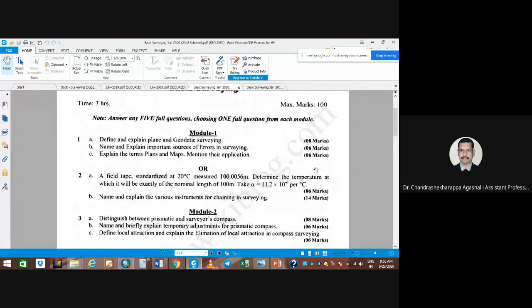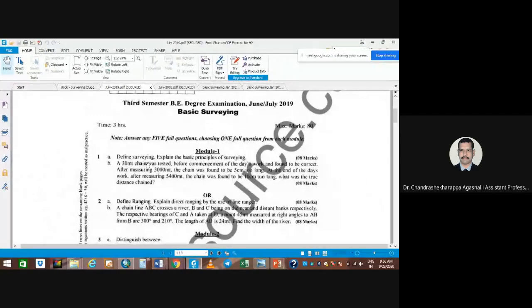Here is the same problem; it may be 6 marks or it may be 10 marks. Define surveying and explain the basic principle of surveying. That's 8 marks. And the test: a 30-meter chain was tested before the commencement of a day's work and found to be correct. After 3 kilometers of measurement, the chain was found to be 5 centimeters too long.